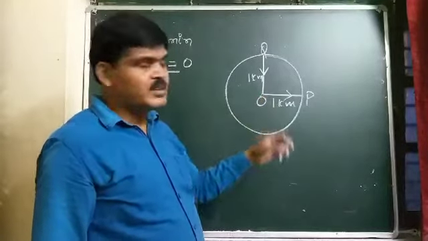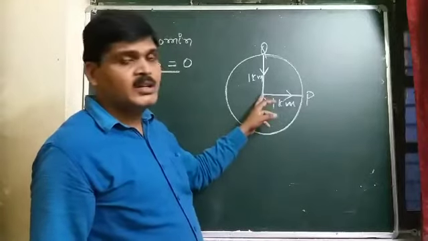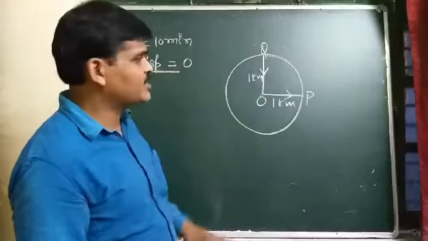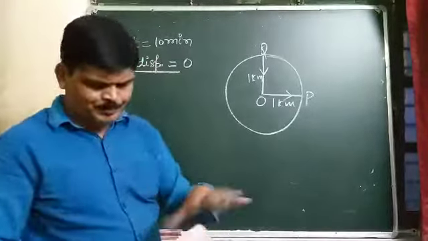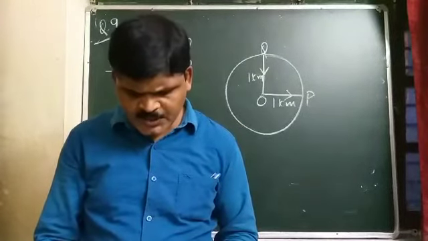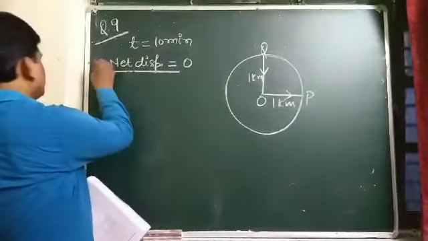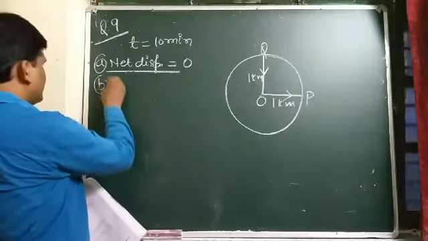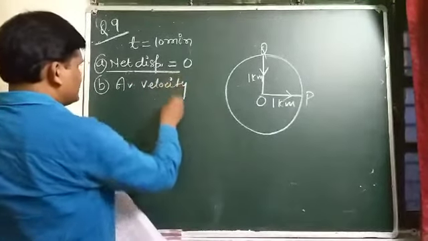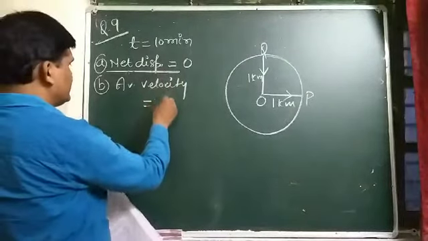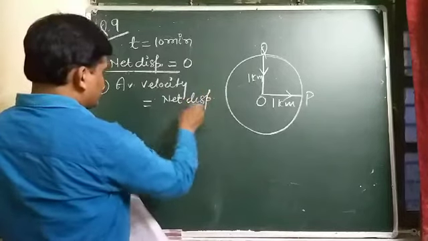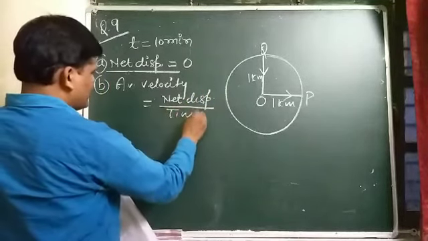So the shortest straight line path of the cyclist from initial position and final position, that is what? Same. So net displacement of the cyclist, that is 0. Second, average velocity, average speed of the cyclist. So first, that is we have calculated. Second, that is what? Average velocity. And average velocity, you know that net displacement by time taken.